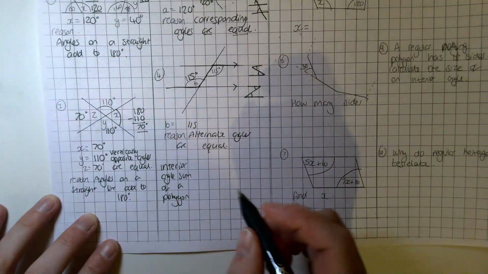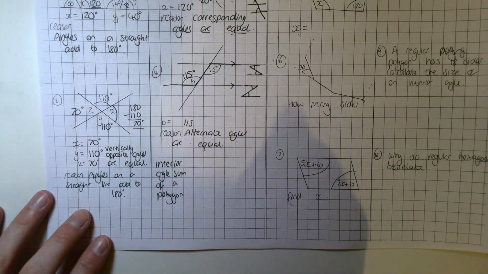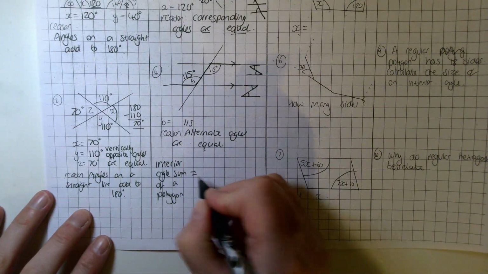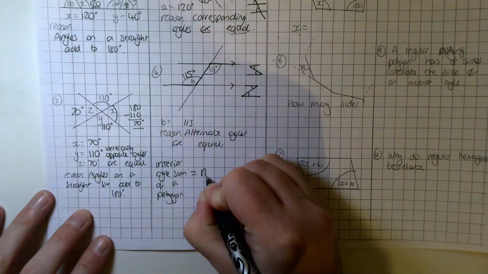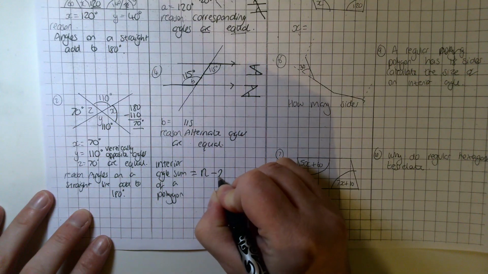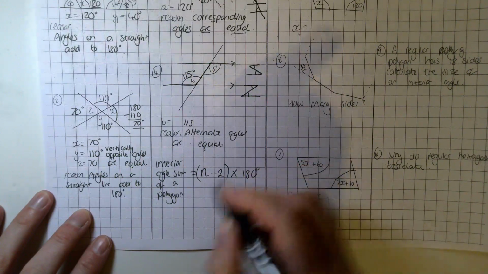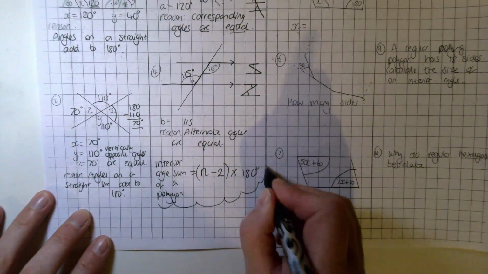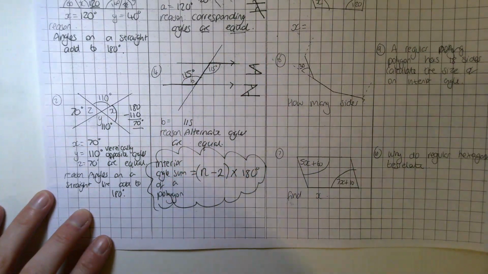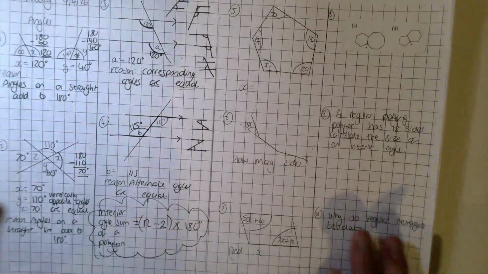So that's what the angles add up to in any 2D shape: the number of sides minus 2, times 180 degrees. And you need to remember that formula off by heart for your exam. So it's the number of sides, take off 2, times 180 degrees. And that tells you what the angles add up to.